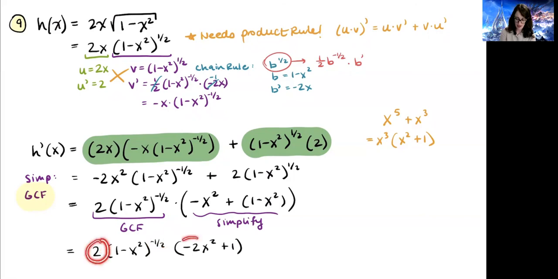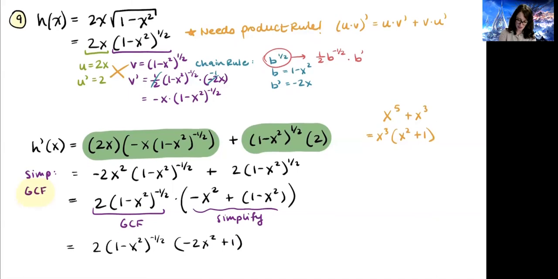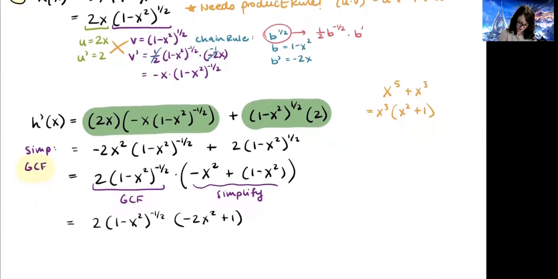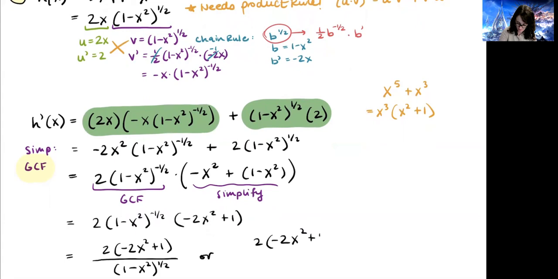So the 2 and the negative 2x squared plus 1 are going to stay up top in the numerator and be multiplied together. But the 1 minus x squared can be moved down into the denominator, and its exponent can become positive. So I'll say 2 times (negative 2x squared plus 1) divided by (1 minus x squared) to the positive 1/2. Or if you want to rewrite that as a radical, that's totally fine too. And there is the derivative of that function that we started with.